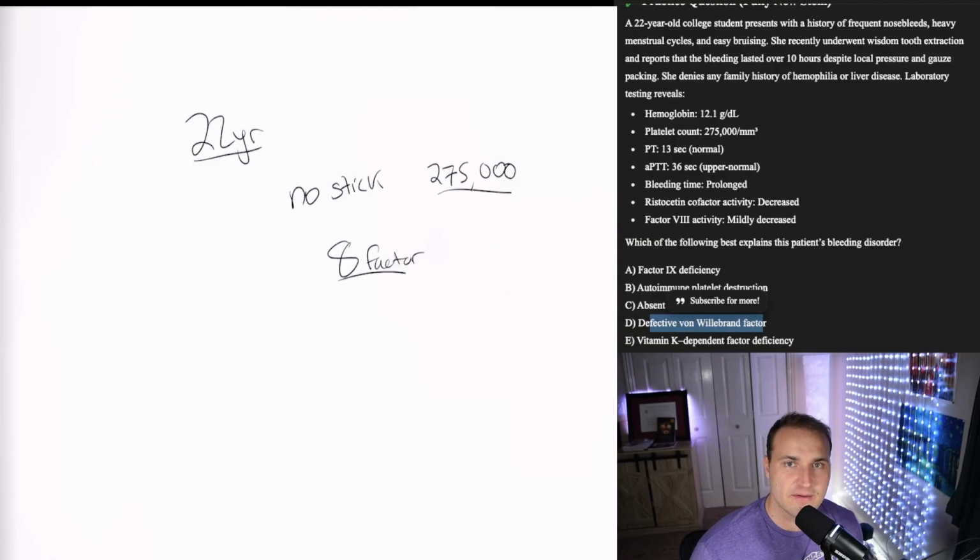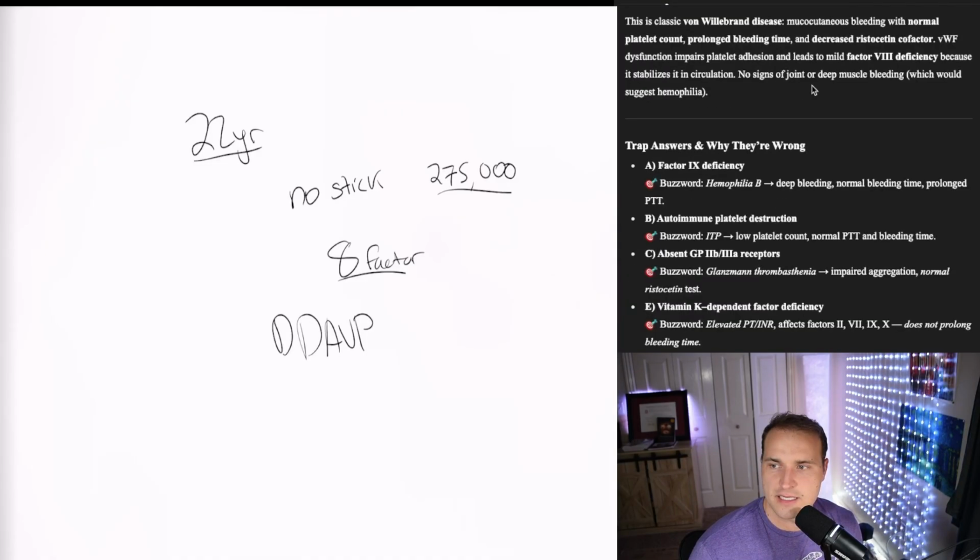The bleeding time increases, or just von Willebrand factor concentrate if the bleeding is super severe. Okay, here's the explanation. Factor 9 deficiency would be hemophilia B, deep bleeds. Autoimmune platelet destruction, ITP, we had a question on that. You'd have normal ristocetin test if it were Glanzmann's though. Vitamin K deficiency would have an elevated PT because of that factor 2, 7, 9, 10.